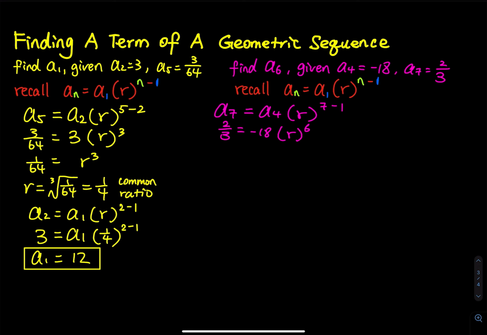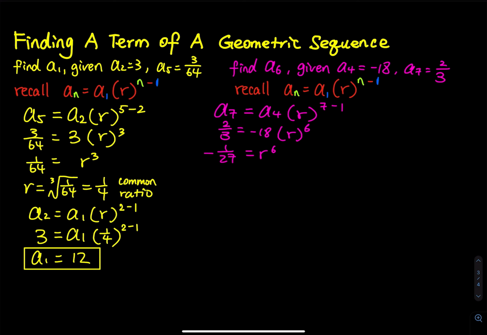So we divide both sides by 18. Actually, when we divide both sides by 18, the 2 and the 18 become 1 and 9. 3 times 9 is 27. So we have negative 1 over 27 equals r to the 6th power.